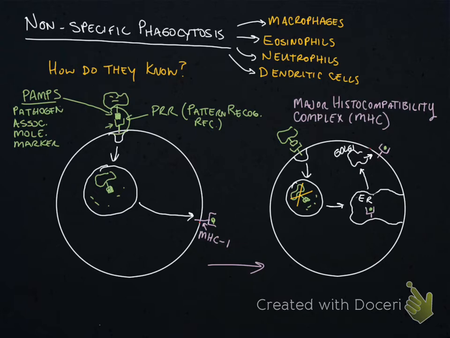So one thing you need to know about MHC1 molecules is that MHC1s are found on all nucleated cells. All nucleated cells have these. So we won't find MHC1 molecules on red blood cells. So that means all the cells in your body that have a nucleus will have MHC1s.